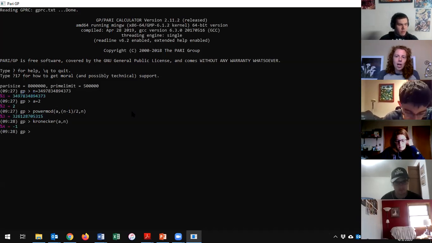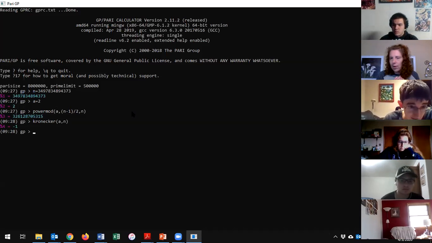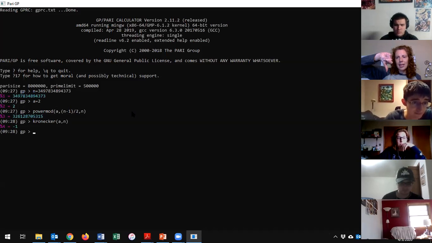So am I going to output prime or am I going to output composite? Give me a thumbs up for prime. Thumbs down for composite. What am I outputting, prime or composite? Thumbs up for prime, thumbs down for composite. What do we got? Prime or composite? What am I outputting?